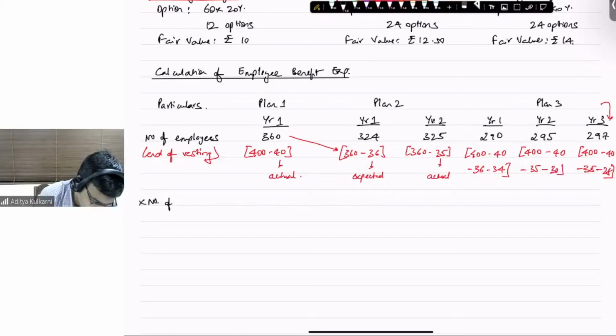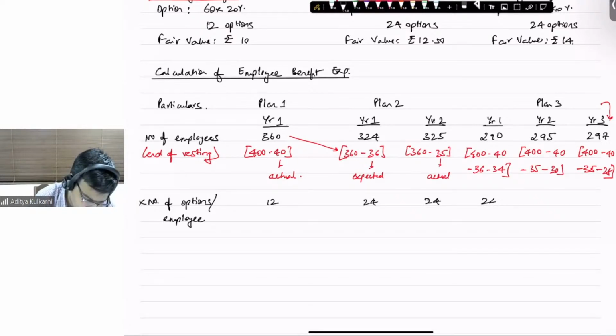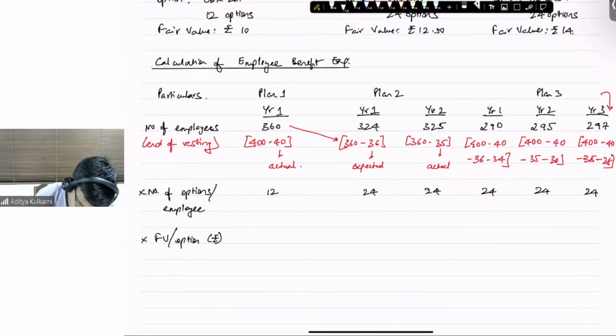So this is number of employees into number of options. First plan, this is number of options per employee. How many options in the first case? 12. In the second case? 24. Third case? 24. Then 24 into fair value per option. This is in rupees, the fair value as on the grant date. First case it was 10, second case 12.5, third case 14.